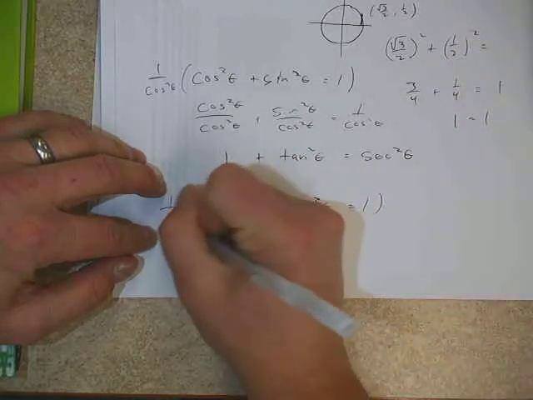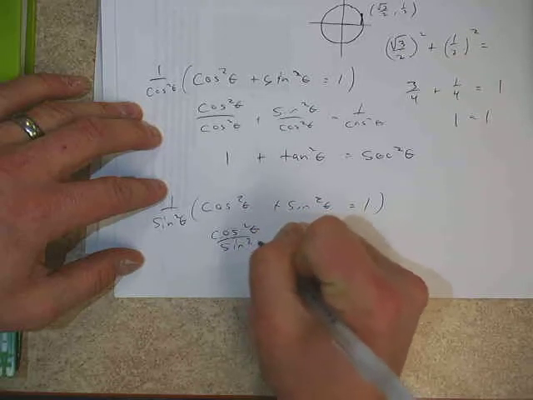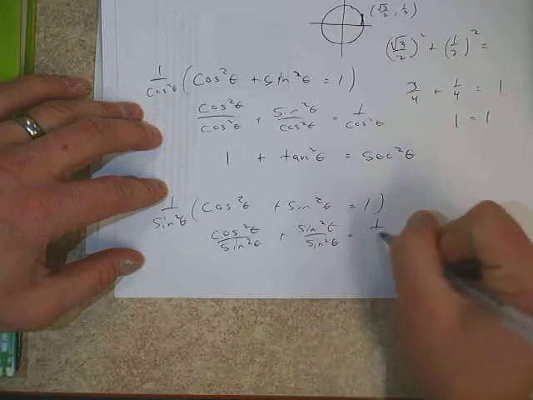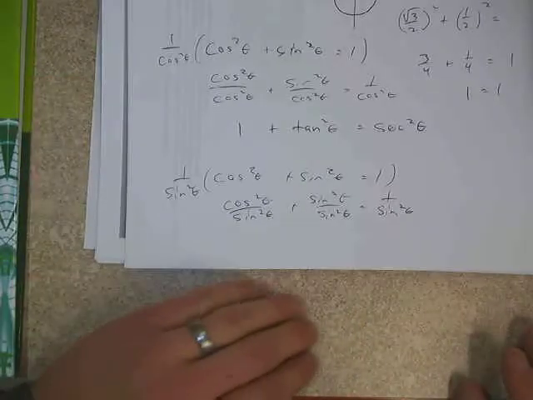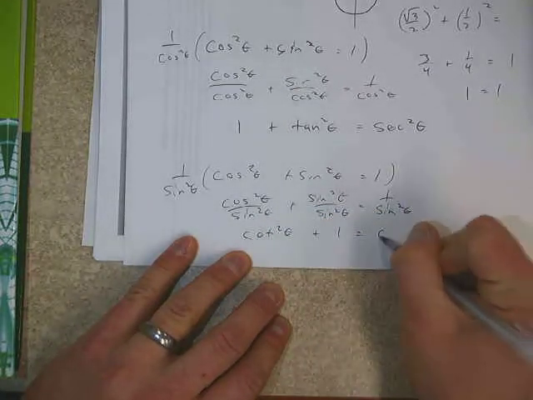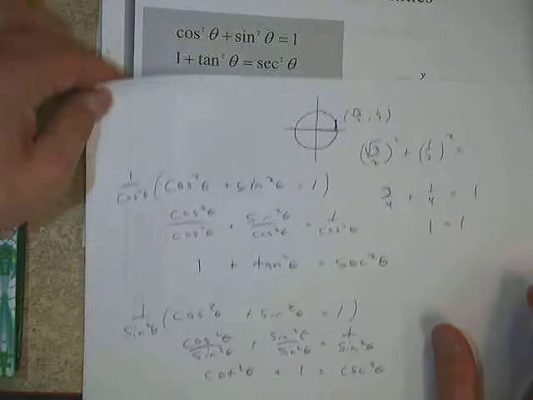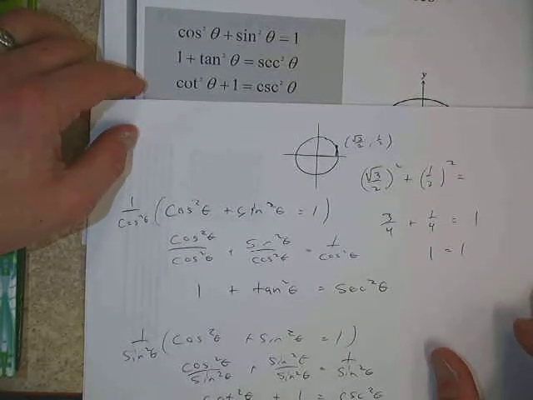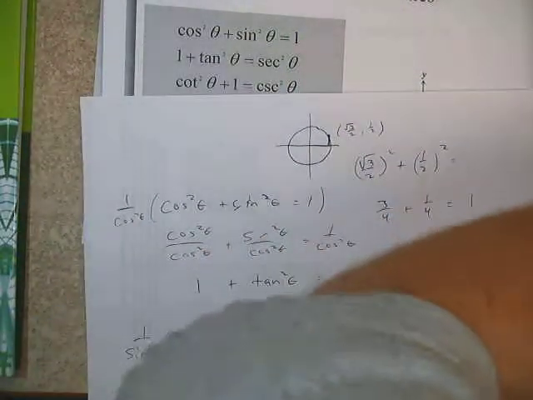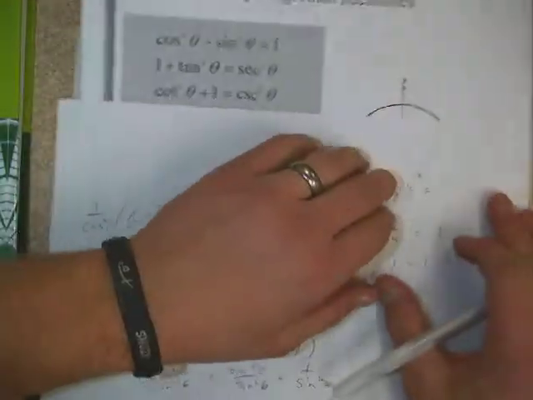Similarly, if I were to do the same thing with cosine squared theta plus sine squared theta equals 1, and I multiply the whole thing by 1 over sine squared theta, I'm going to wind up with cosine squared theta over sine squared theta plus sine squared theta over sine squared theta equals 1 over sine squared theta. And that would give me cotangent squared theta plus 1 equals cosecant squared theta. And hence I would have yet another identity that I could use as I see fit. Fair enough? So what advantage do I have with these particular equations?